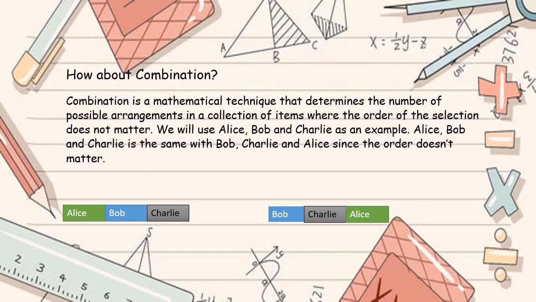How about combination? Combination is a mathematical technique that determines the number of possible arrangements in a collection of items where the order of selection does not matter. We will use Alice, Bob, and Charlie as an example. Alice, Bob, and Charlie is the same as Bob, Charlie, and Alice since the order doesn't matter.